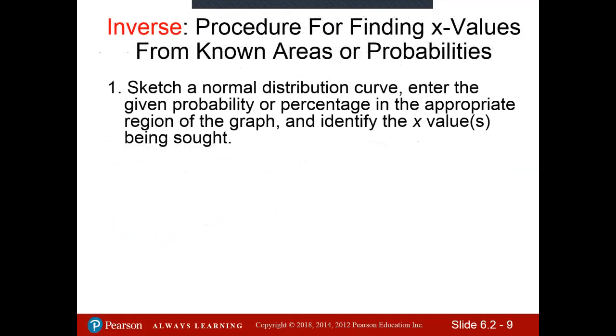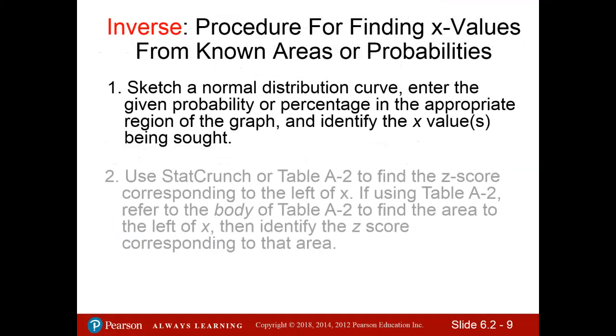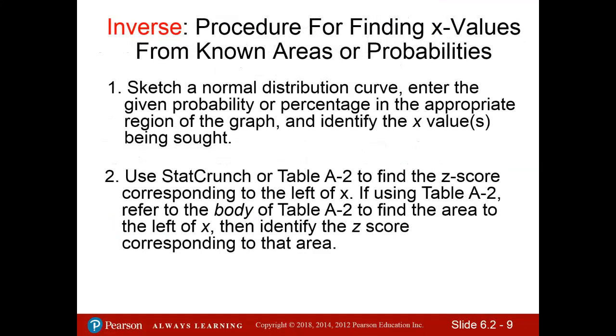So here is the inverse. Now this example, the example for homework, follows after this. I was ahead of myself. So you want to find the x value given a probability. As always, sketch the normal distribution density curve. Okay, and then you can use a table and then the star crunch to find the area.